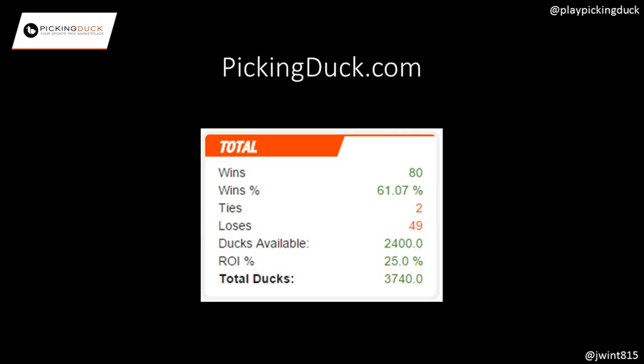PickingDuck uses a similar system, but they use what they call ducks. So you place ducks on any given game. It's kind of like a unit system. You can pick and choose to put more ducks on a particular game. You can pick money lines. You can pick against the spread. But the ducks available that you see there and the total ducks are very similar to a unit system that you would see on Capitec. So again, similar statistics. We've been able to prove that we're right around that 55 to 60% winning percentage, and our ROI is a little bit better here on PickingDuck, but right around that 20% mark.